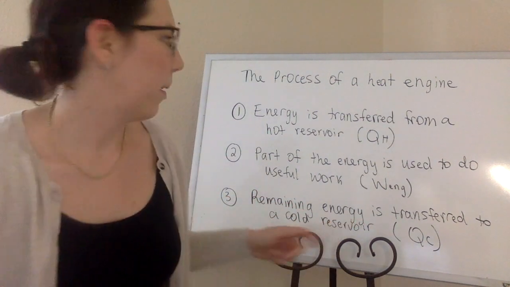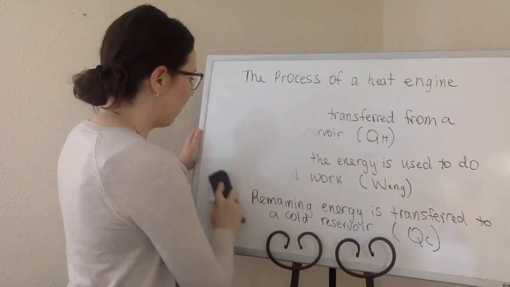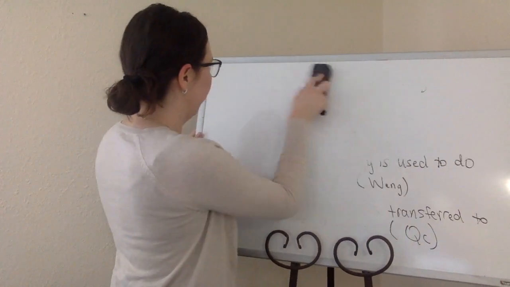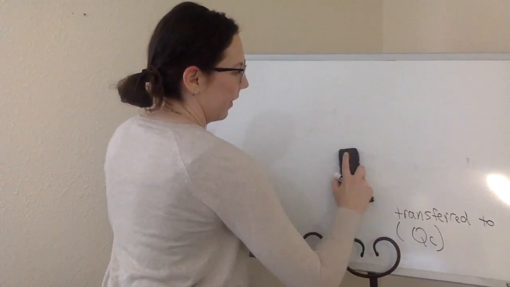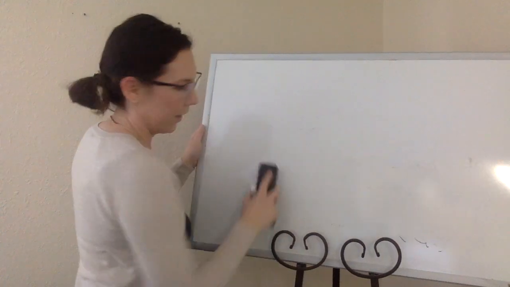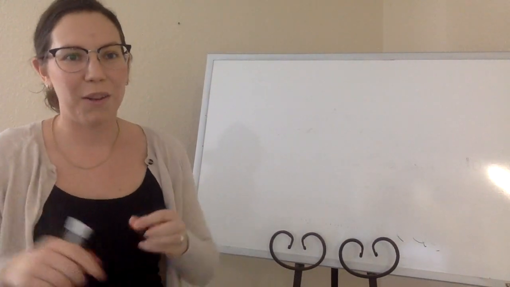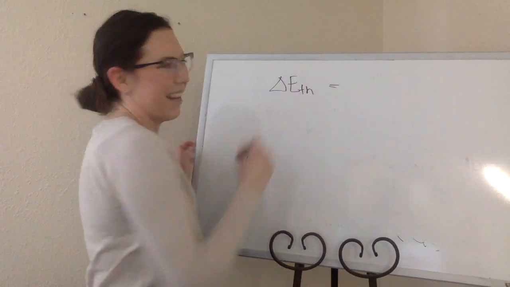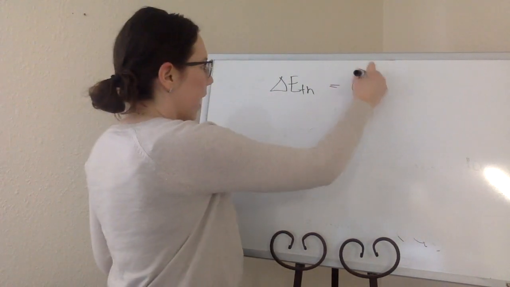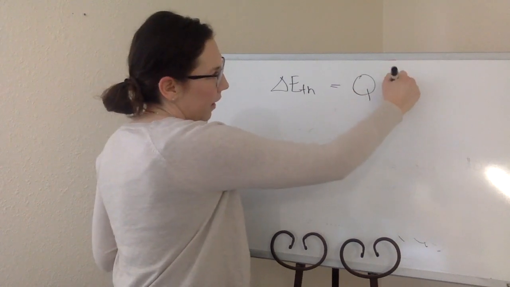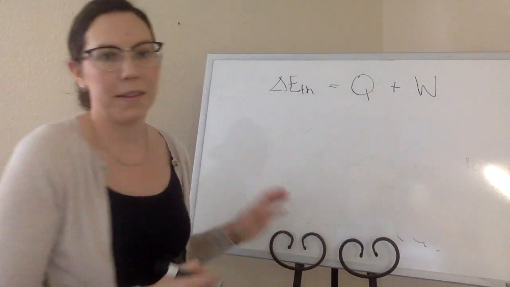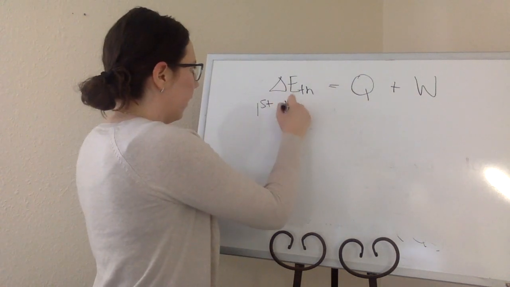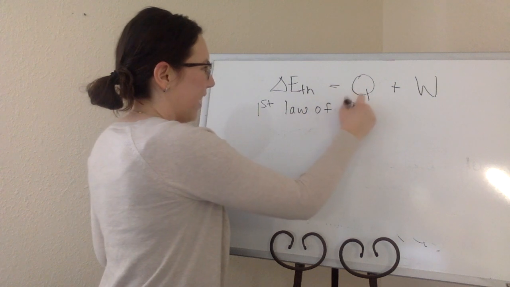And we can say a little bit more about those terms based on what we know from the first law of thermodynamics. If you recall, the first law of thermodynamics is that delta E thermal for a system, the change in thermal energy, equals the energy transferred through heat plus the work done on the system, on the gas in this case. And so this is the first law of thermodynamics.